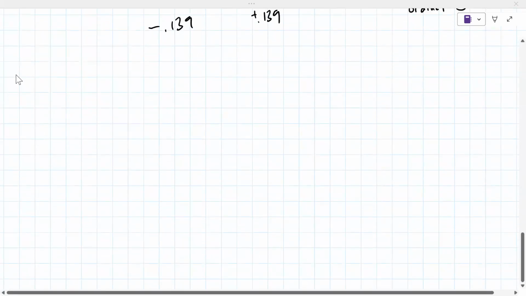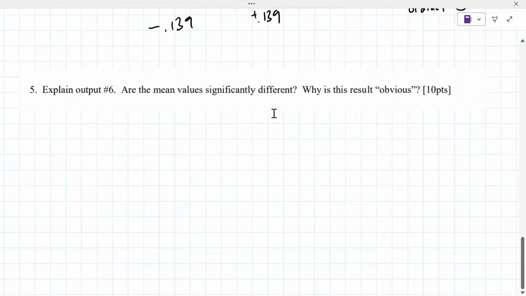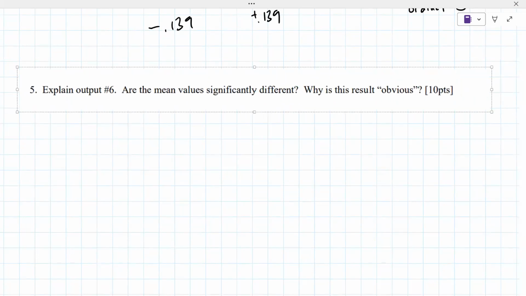All right, number 5. Explain output number 6. So that's good. They're telling you which one to go to. There's no question about which one it is. Let's go grab it. Are the mean values significantly different? Why is this result obvious? I don't know. Why are you asking me?